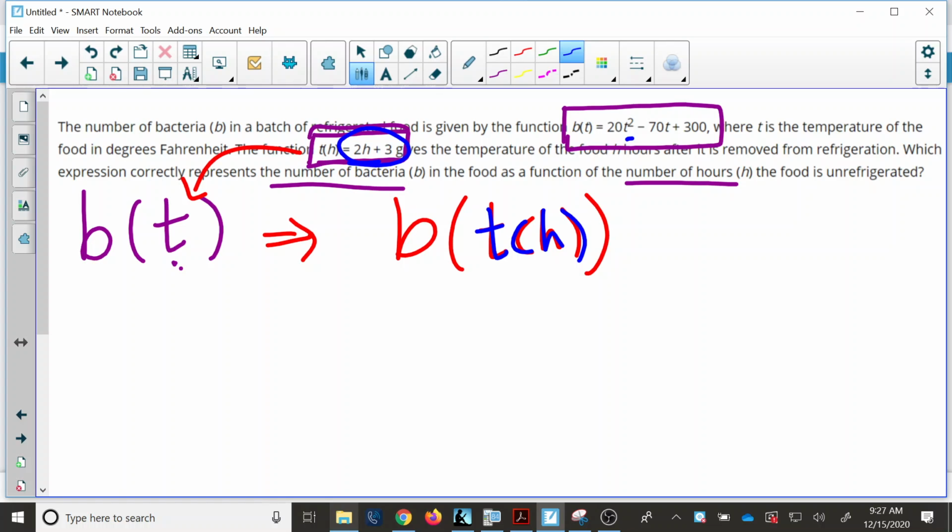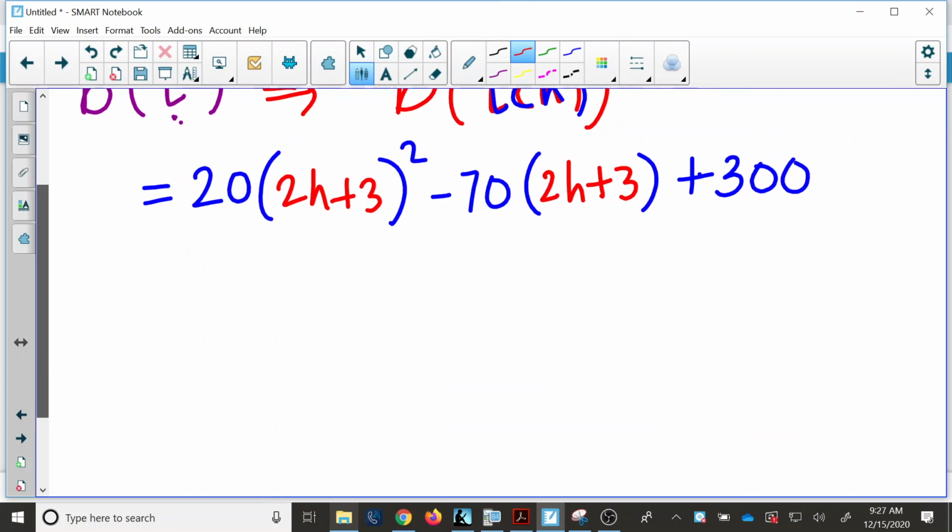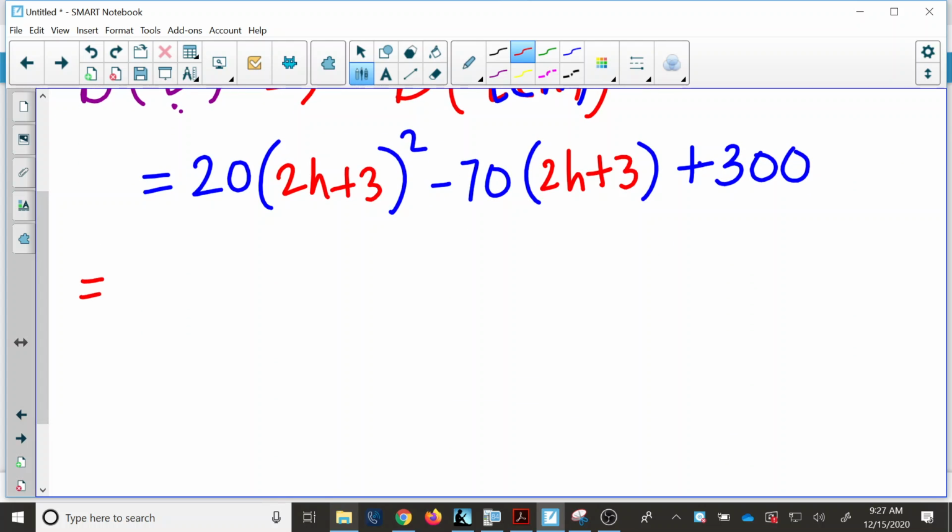So b of t equals 20 t squared minus 70 t plus 300. I'm going to leave a blank space for t because I'm going to plug in 2h plus 3 there. Now, all I'm going to do is put 2h plus 3 here, 2h plus 3 here, okay? And I need to simplify this expression. How do I do it?